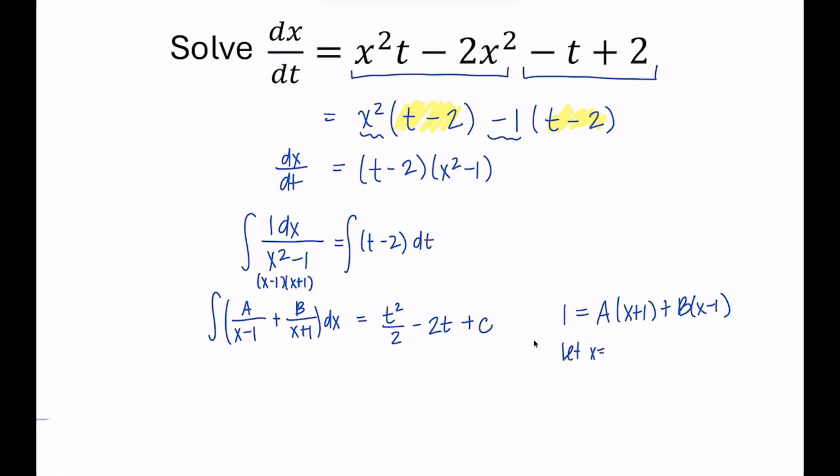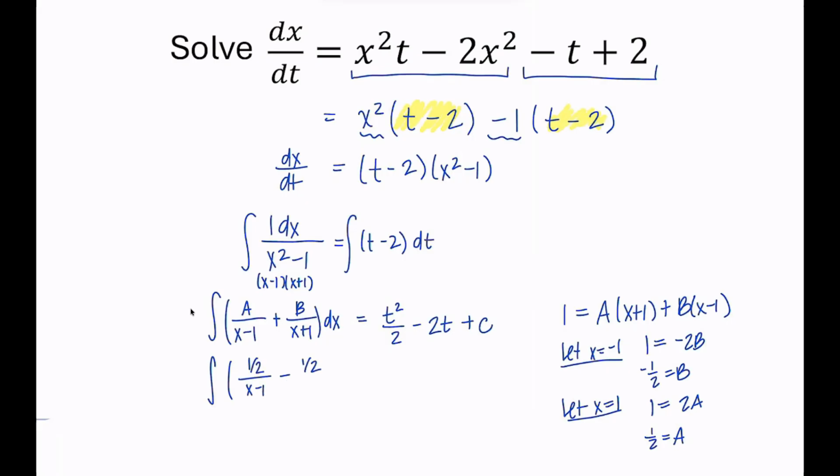So if I let x equal negative 1, then I have 1 is equal to, here, this is going to zero out. Negative 1 minus 1 is negative 2, so negative 2B. So B is negative 1/2. And then if I let x equal positive 1, I'll have 1 is equal to 2A. So 1 plus 1 is 2, 1 minus 1 is 0, that zeroes out. So A is positive 1/2. And so remember, we take those back over here, and we're going to integrate now 1/2 over x minus 1 minus 1/2 over x plus 1, dx.